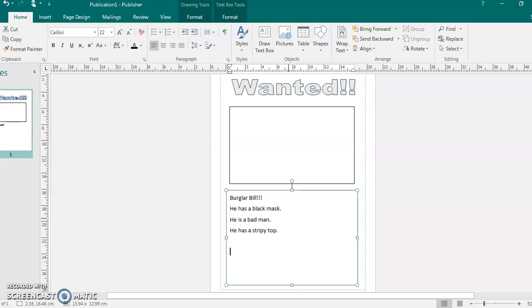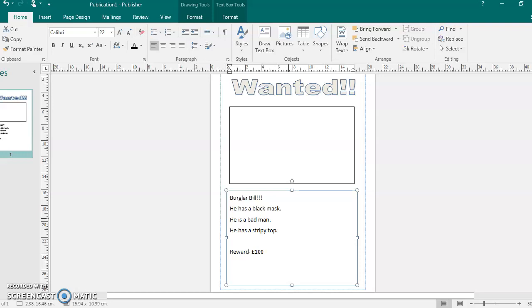And then I'm going to write, because on every wanted poster there is always a reward. So if you ring the police to tell them who you've seen, what will you get? So I'm going to write reward, and then I'm going to do a money sign, because if you report Burglar Bill to the policeman, you will get money. So I'm going to put £100. So if you find Burglar Bill and you ring that policeman, you would get £100 for a reward.